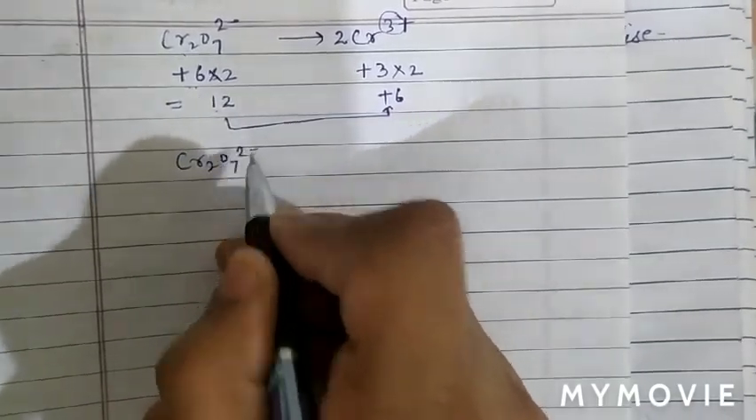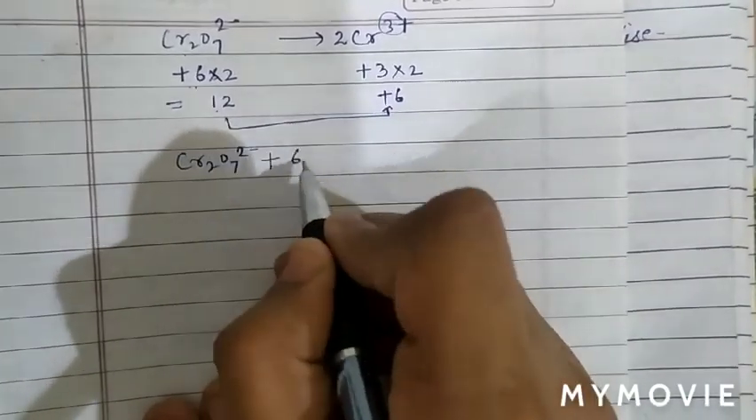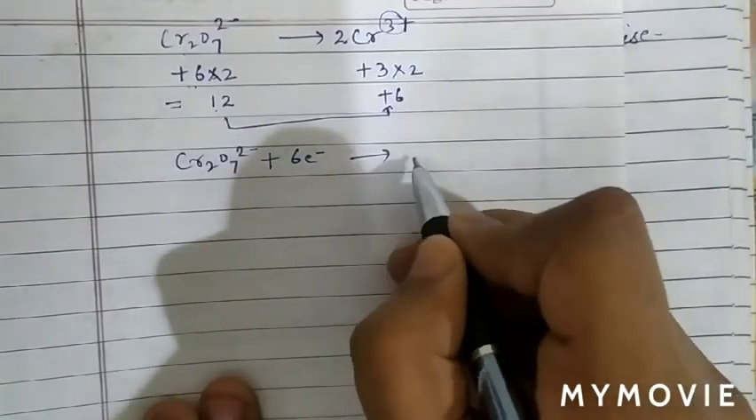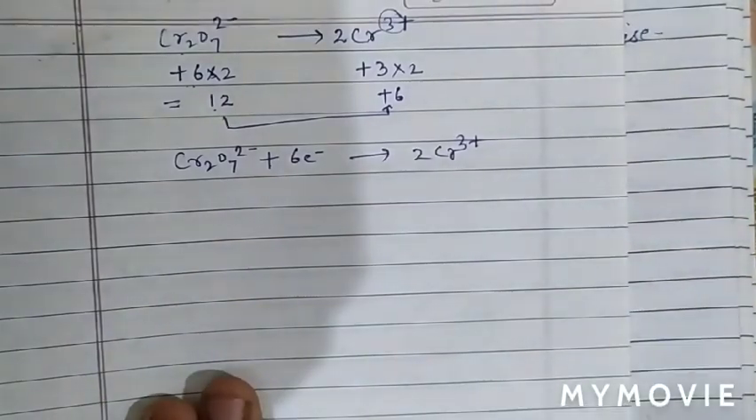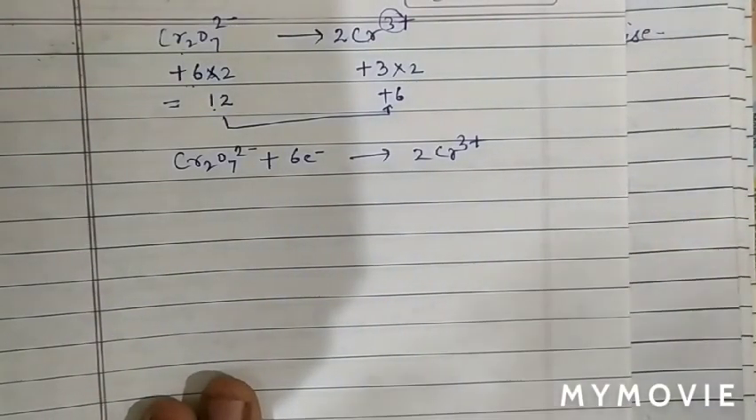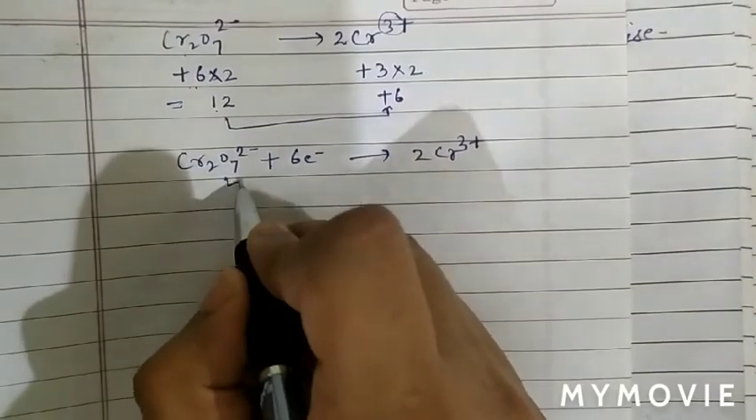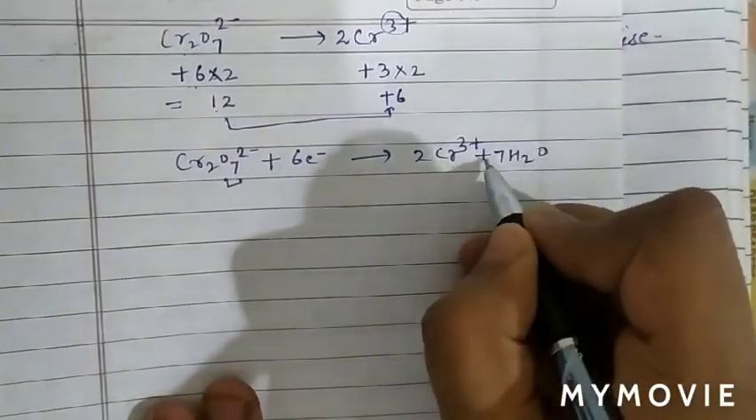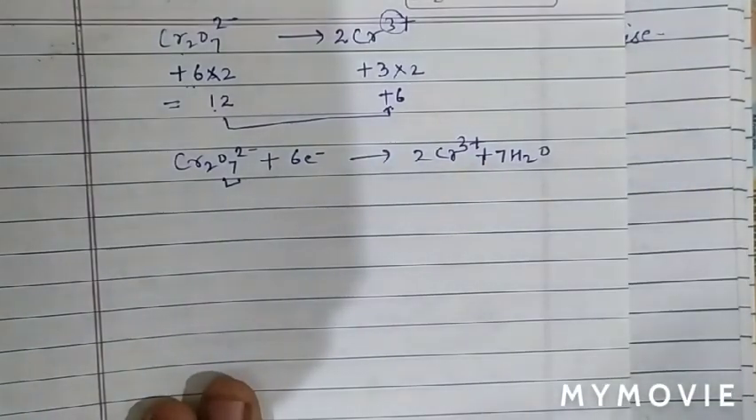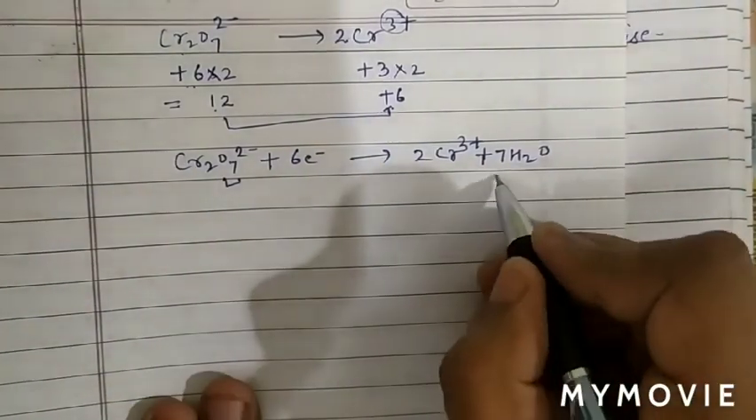Now balance the oxygen atoms. How many oxygen atoms are there? 7. So balance oxygen atoms by addition of water molecules. So 7 water molecules are added. Now balance hydrogen by adding H plus ions, as the reaction is in acidic medium. So add 14 H plus on the left hand side. Now we have the first half reaction balanced.